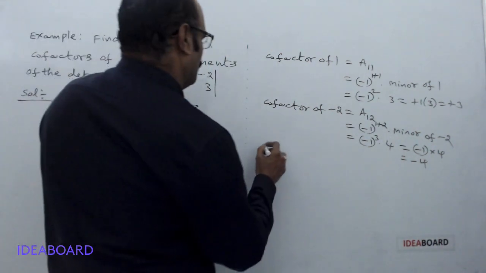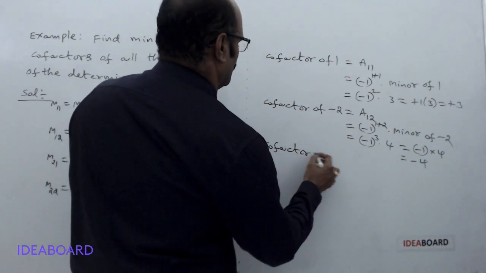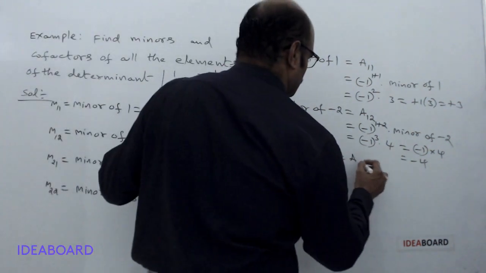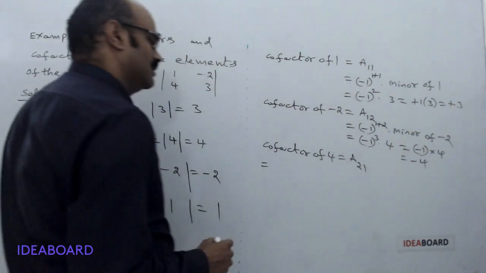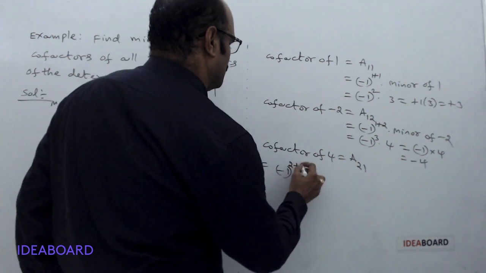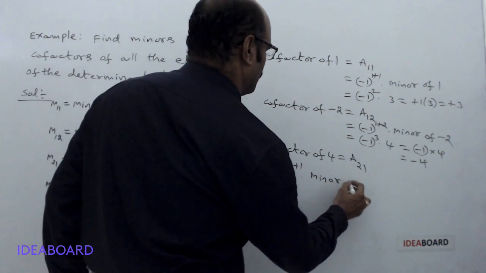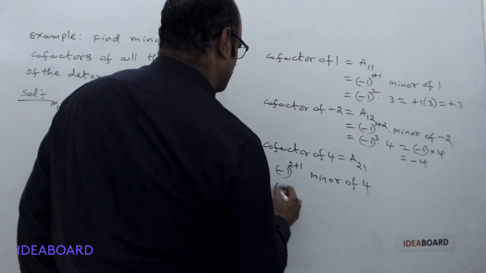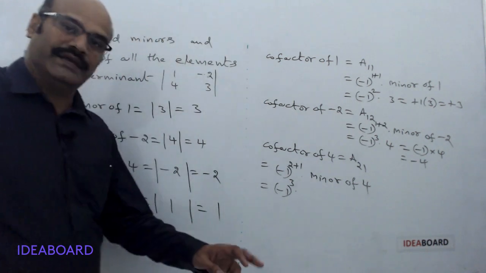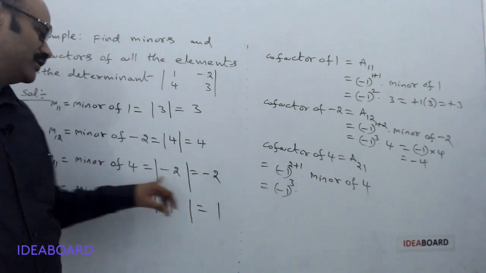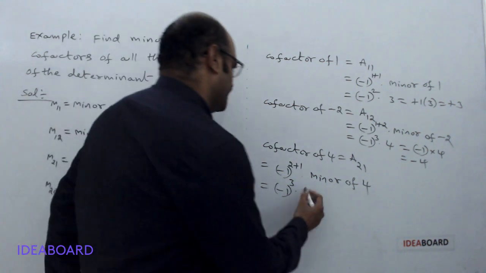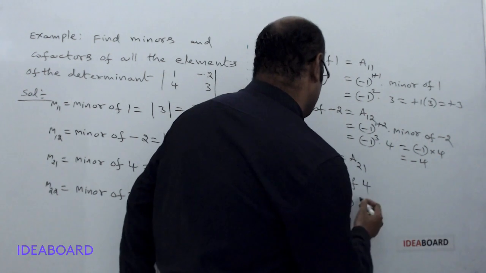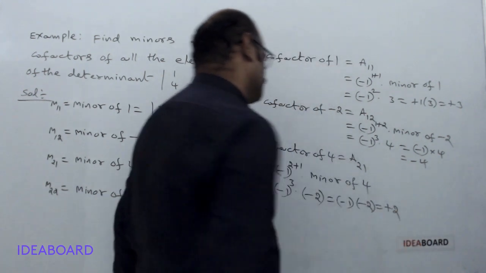Now, cofactor of 4. Cofactor of 4 equal to A21 equal to minus 1 whole power 2 plus 1 into minor of 4 equal to minus 1 whole power 3 into, here already we came to know minor of 4 equal to minus 2. So minus 1 whole power 3 means minus 1 into minus 2 equal to plus 2.